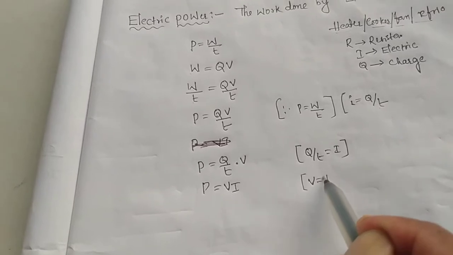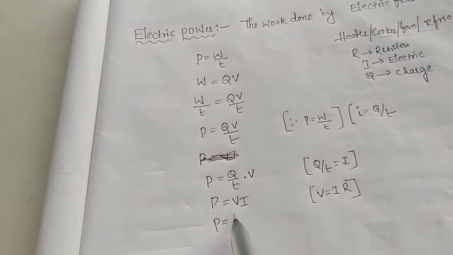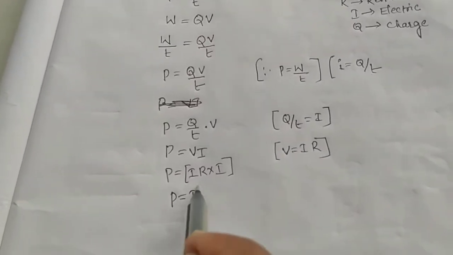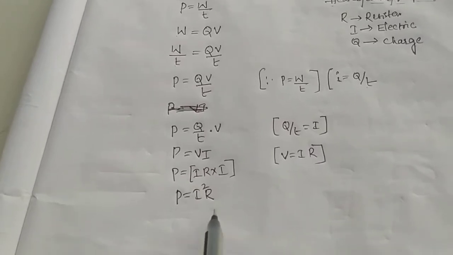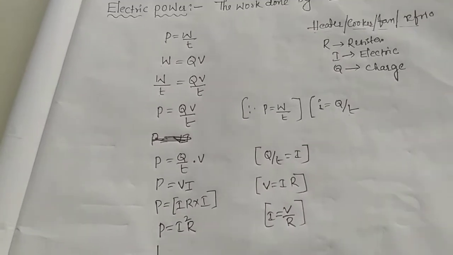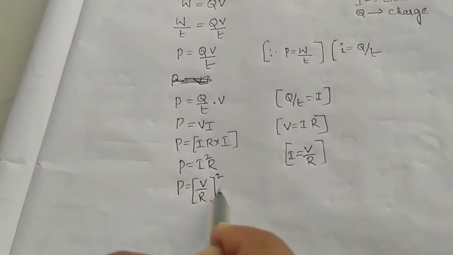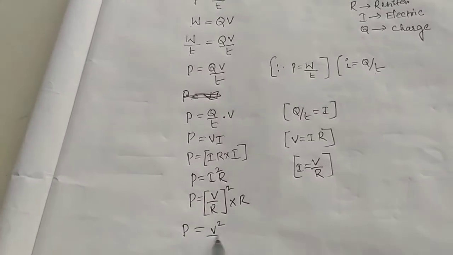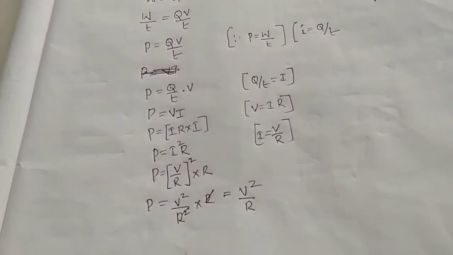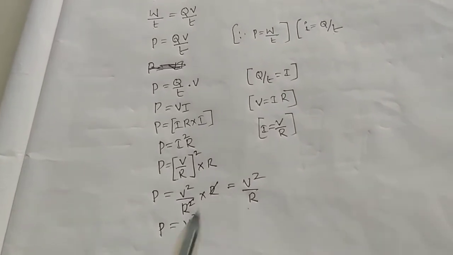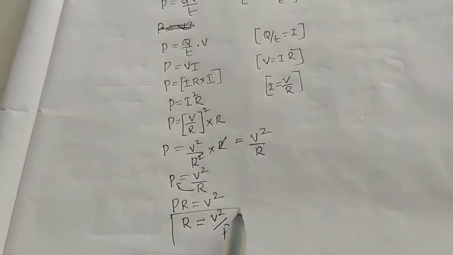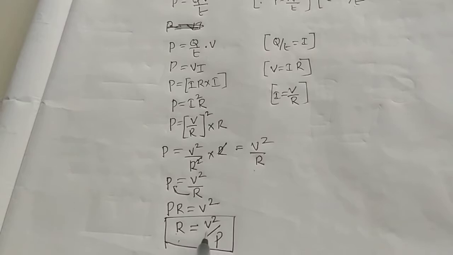According to Ohm's law, V is equal to IR. Substituting V is equal to IR into P is equal to VI, P is equal to I into I R, so P is equal to I square R. From Ohm's law, I is equal to V by R. So P is equal to (V by R) whole square into R. Simplifying, P is equal to V square by R square into R. The R cancels, so P is equal to V square by R. Then by cross multiplication, PR is equal to V square, so R is equal to V square by P. So the resistance is equal to V square by P.